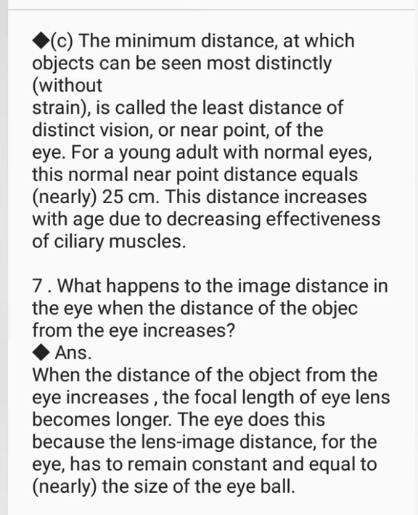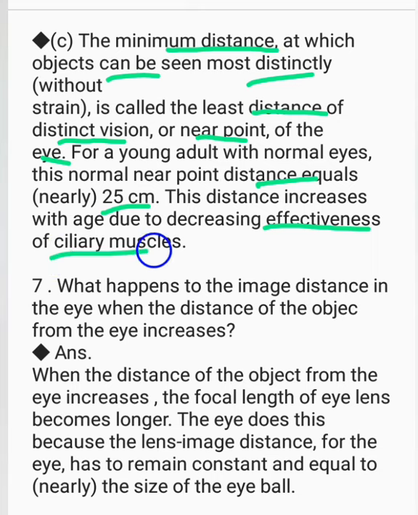Next question, least distance of distinct vision. The minimum distance at which objects can be seen most distinctly, that is without any strain, is called the least distance of distinct vision or near point of the eye. For a young adult with normal eyes, this normal near point distance equals nearly 25 centimeter. This distance increases with age due to decreasing effectiveness of the ciliary muscles.